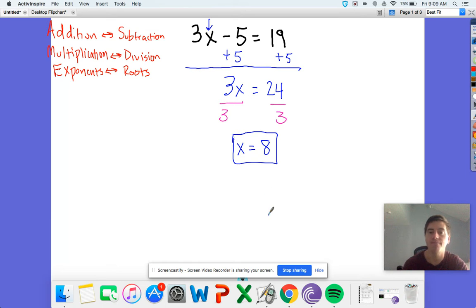X is 8. Okay, inverse operations. Inverse of subtracting 5 is plus 5. Inverse of multiplying by 3 is dividing by 3.